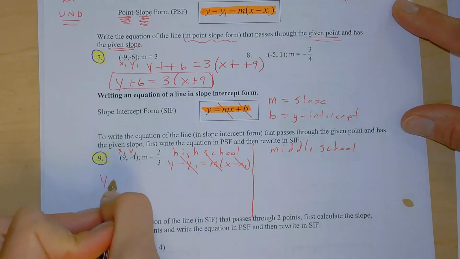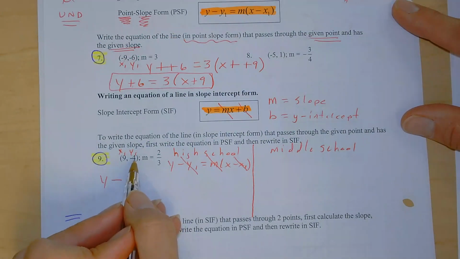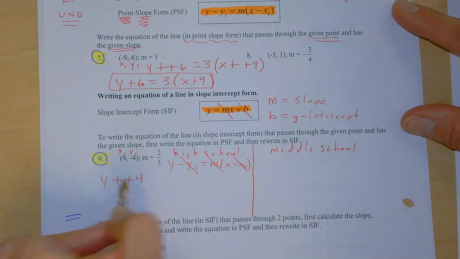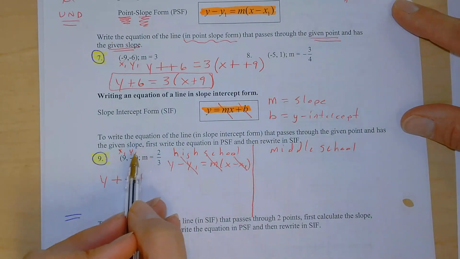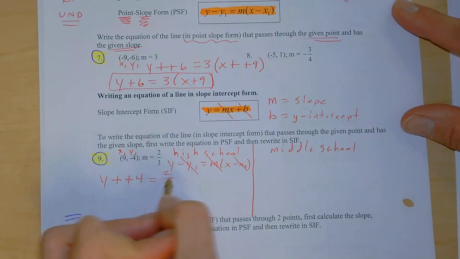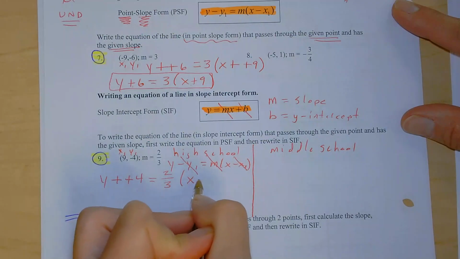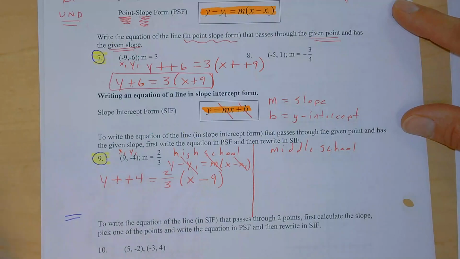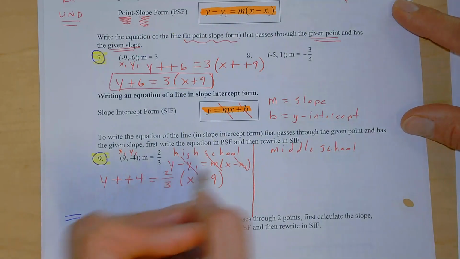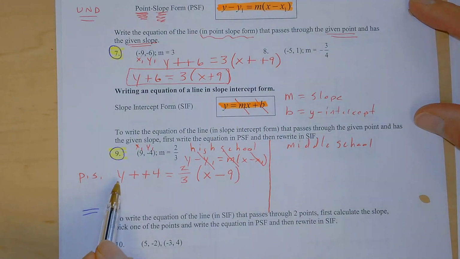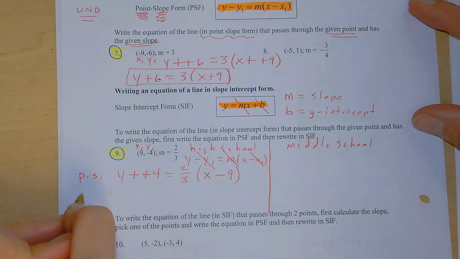So I'm going to go y minus, okay, my y is -4, so that's going to be y minus -4, and you might realize again the sign changes, so that -4 turns to a positive, equals 2/3 parentheses x minus, and then I put in my 9. So notice the 9 was positive, now it's negative, so the sign switching. So this is called point slope. So I'm going to label this PS. That is point slope form. And now we're going to change it to SI, slope intercept.